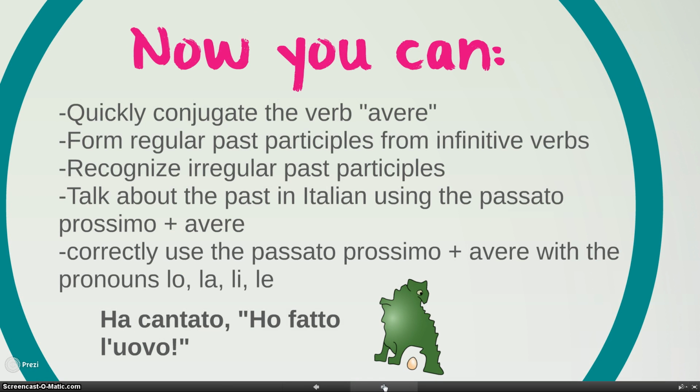So let's quickly review what you learned in this lesson. After this lesson, you should be able to quickly and easily conjugate the verb avere, since we've reviewed and practiced it, form regular past participles from infinitive verbs, and recognize some of the basic irregular past participles. And because you can do all of that, you can now talk about the past in Italian using the passato prossimo and avere. And you can hopefully and probably use the passato prossimo with avere with the pronouns lo, la, li, and le before them correctly.